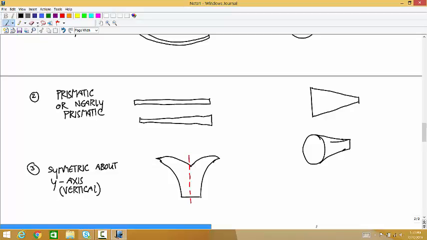We can't do things like this. We couldn't do a cross-section like this.